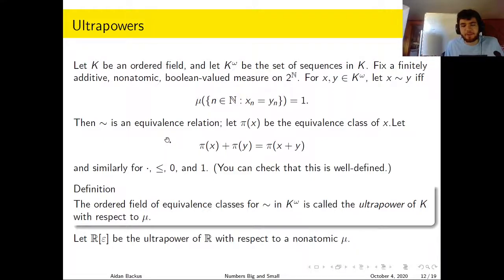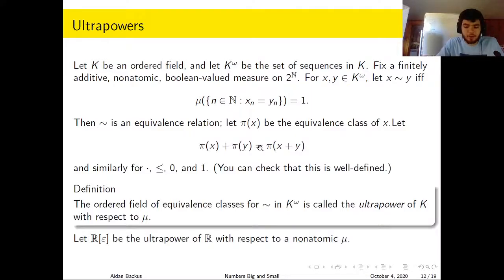This is an exercise in algebra that I will not prove just because it's kind of technical and annoying, but it's not very difficult. It has to do with the fact that this thing is finitely additive. Okay, so that means we have relations addition, multiplication, order, 0 and 1 defined on the set of equivalence classes.